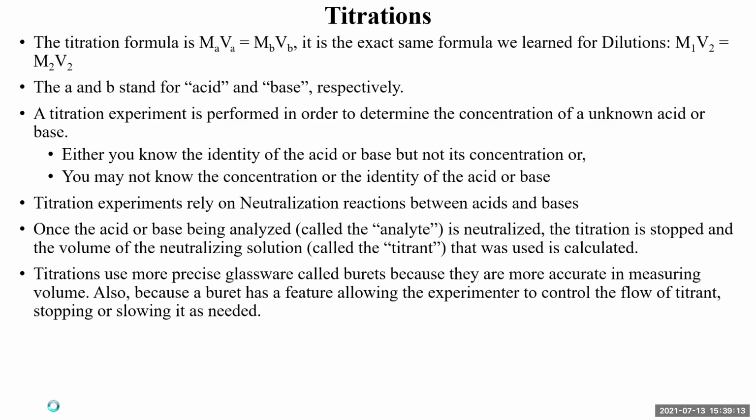So the titration formula is going to look very, very familiar to you. It's M times V equals M times V. And this is not a coincidence that this looks just like the dilution formula. It in fact is the dilution formula, and for exactly the same reason. Recall, molarity times volume equals moles of solute. So in this case, we have molarity times volume of the acid. A stands for acid, and B stands for base.